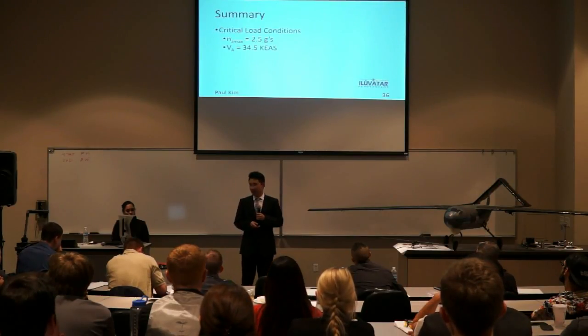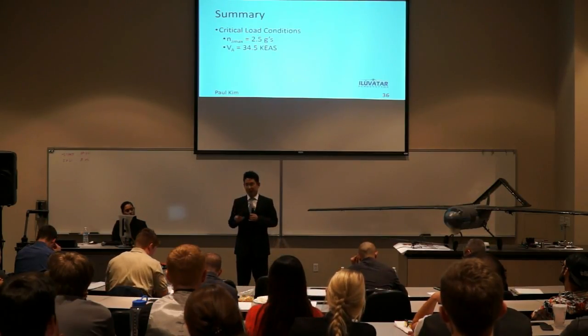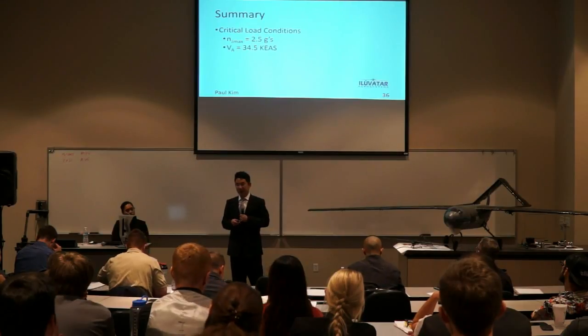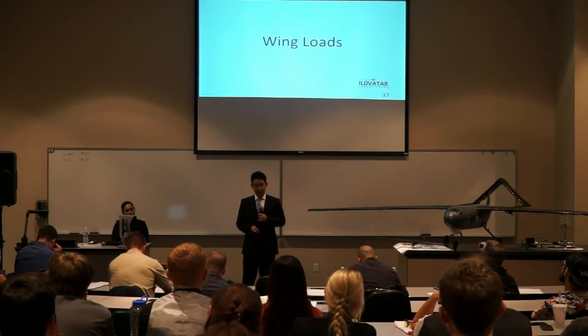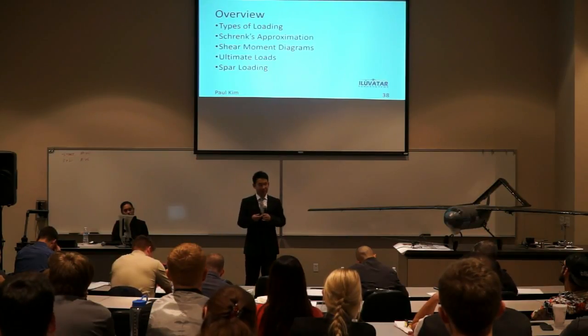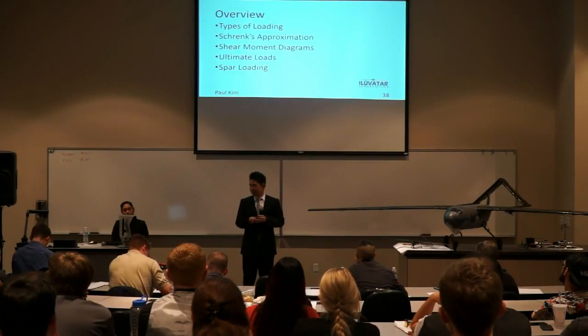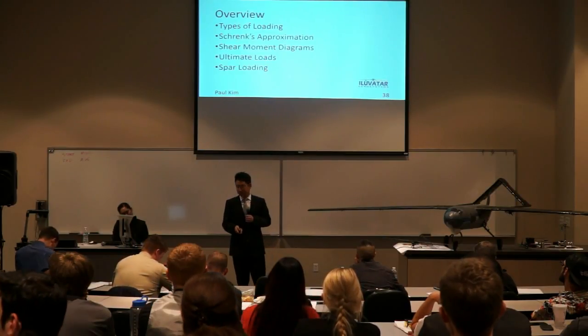This is a summary of our critical load conditions that was defined in the VN diagram, which will be later used in the load predictions in the wing, empennage, and fuselage. I'll also be talking about the wing loads. So today I'll be talking about the types of loading, the strength approximation, the shear moment diagrams that the wing experienced, and the ultimate loads of spar loading as well.